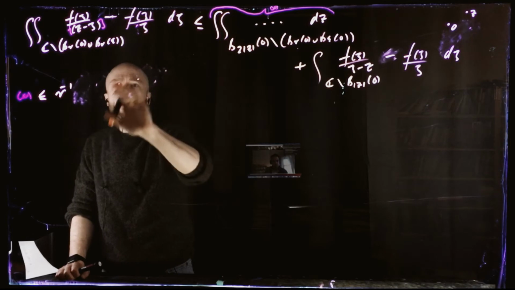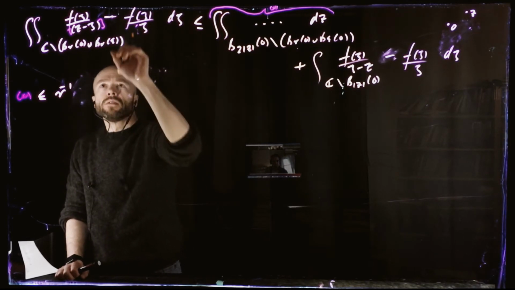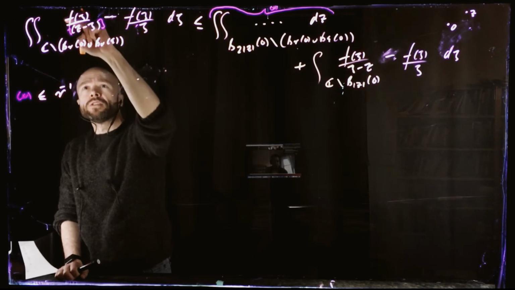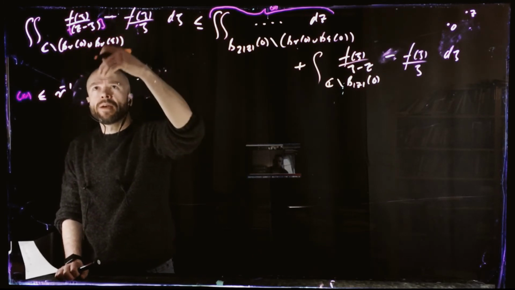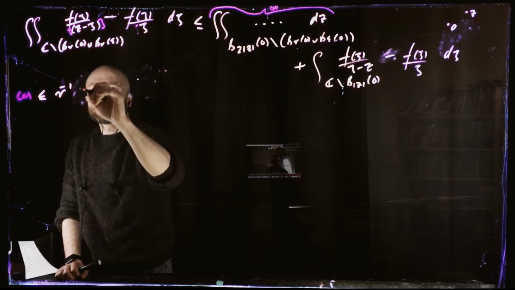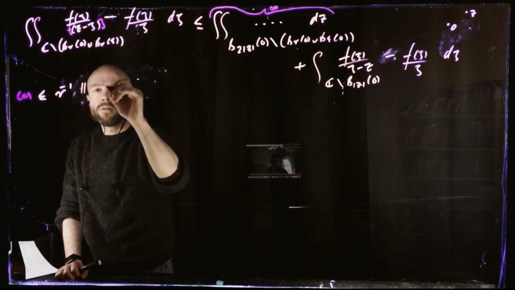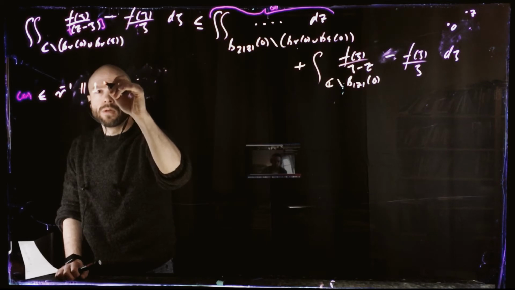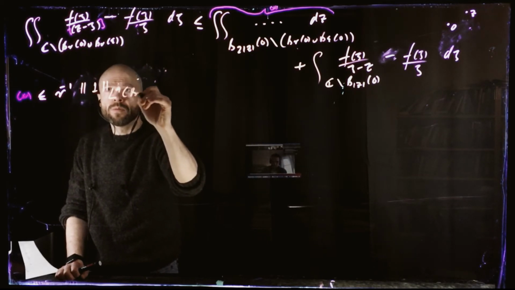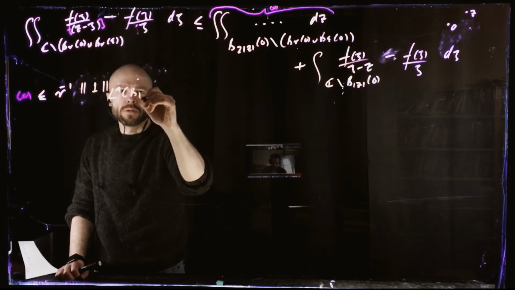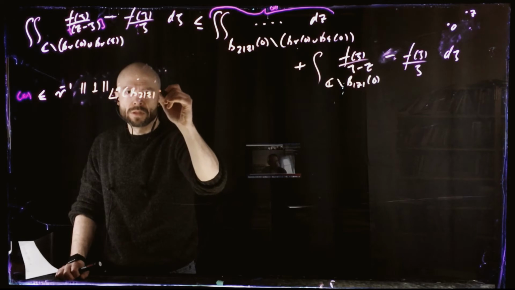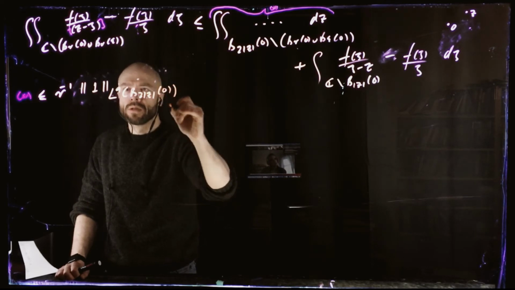So applying Holder: once we take out the kernel, we just have 1 times this function. So let's apply Holder to that. This is less than the LQ norm of the constant function 1, in LQ on the ball of radius 2 mod z around 0.